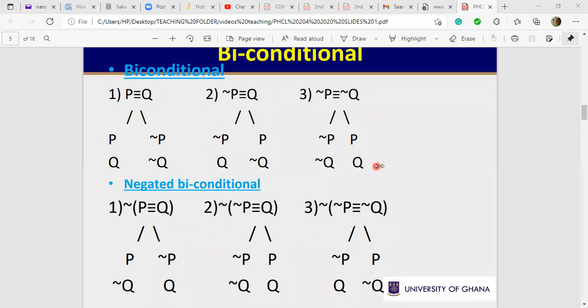Anybody? Go ahead. You can only be admitted into the military if and only if you meet the requirement.